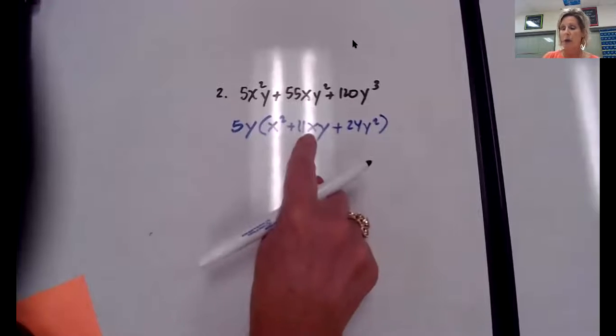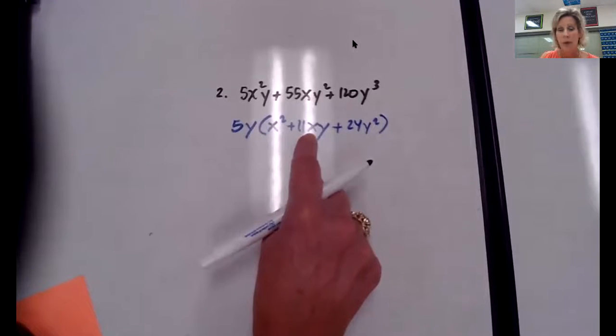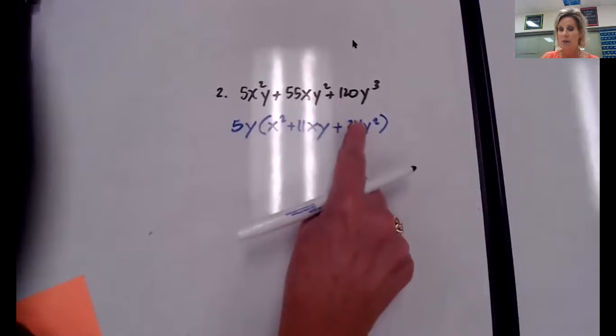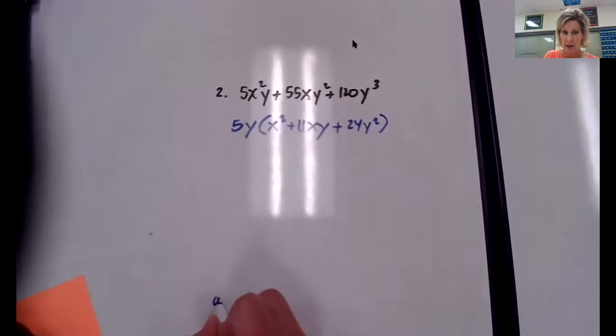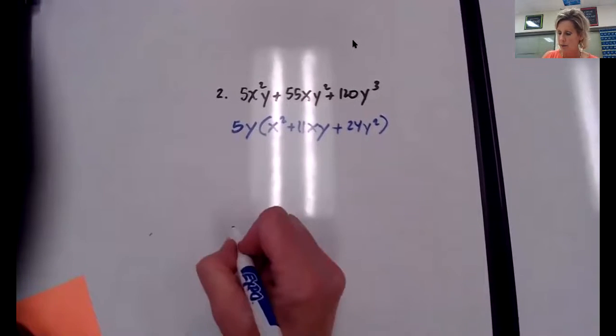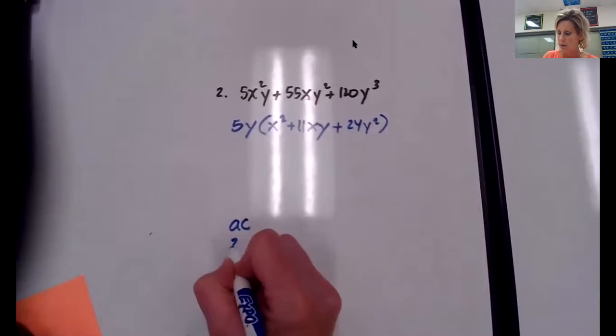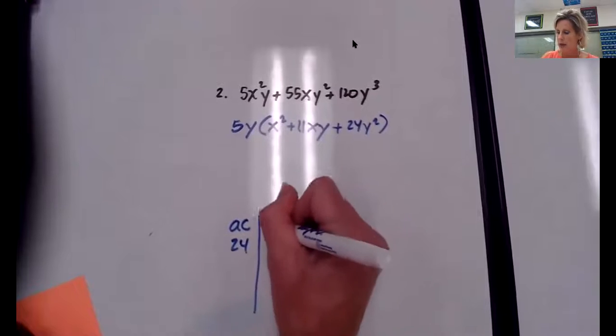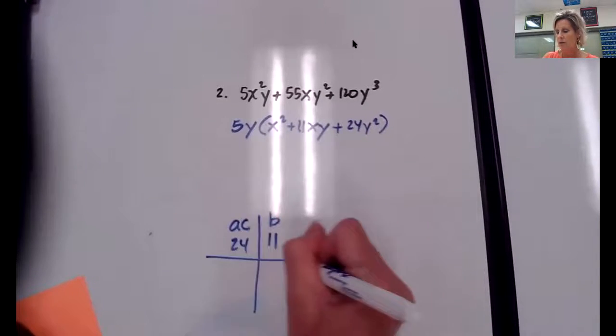So again, this is a problem with x's and y's. Don't worry, that doesn't make it harder. So I'm going to do my AC method. So I have a 1 times a 24. I'm going to put that down here. And my B value is 11.